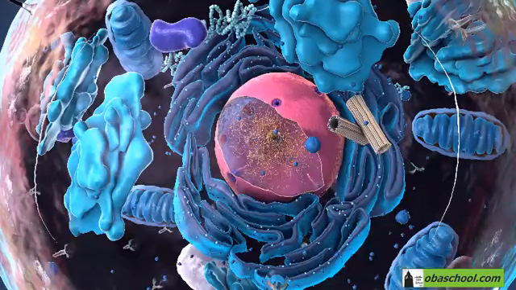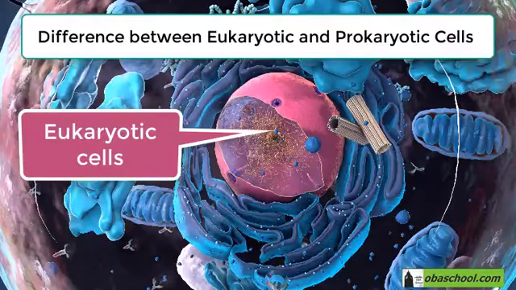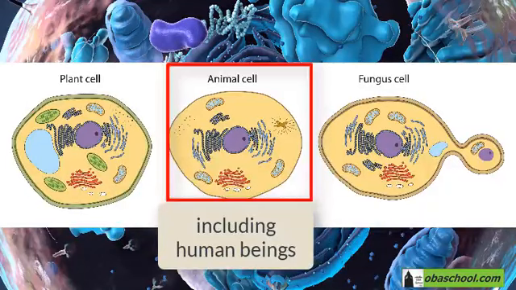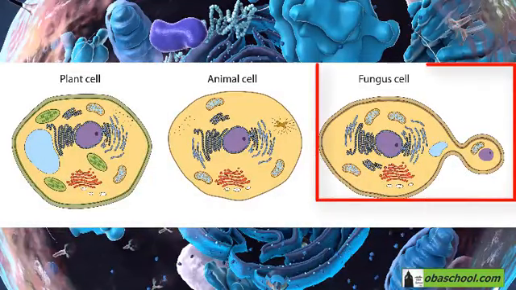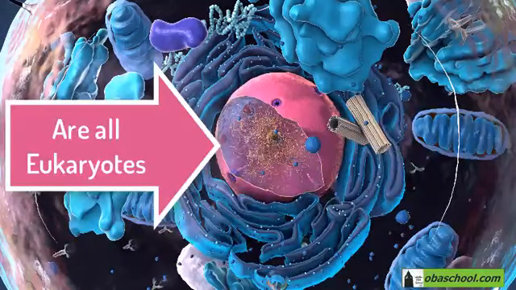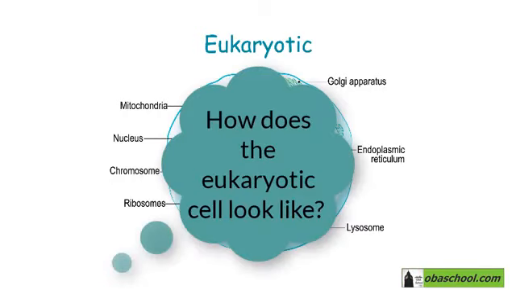Everyone. This tutorial is about the difference between the eukaryotic and prokaryotic cells. We are going to begin with the eukaryotic cells, but before we start talking about the components of the eukaryotic cell, it is important to know that all animals, including human beings, plus the plants, the fungi, the protista, are all eukaryotes.